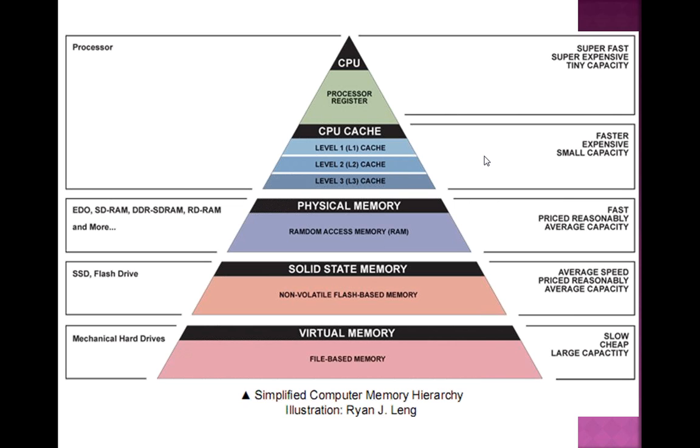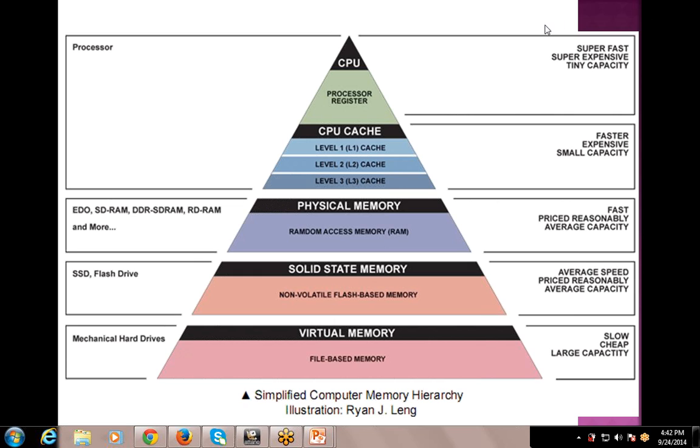This is the pyramid of the memory hierarchy that shows in a pyramid format what the parts of the memory hierarchy are. First is your CPU, that is the processor register. This is your CPU or the processor. This is super fast, super expensive, with tiny capacity, that is the CPU and the processor register.